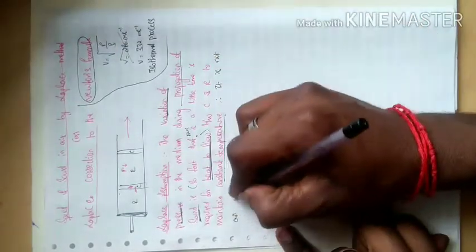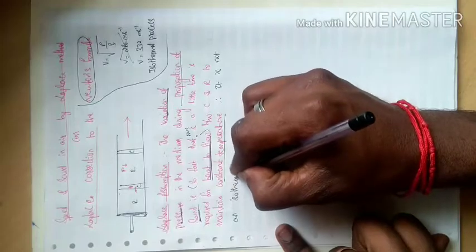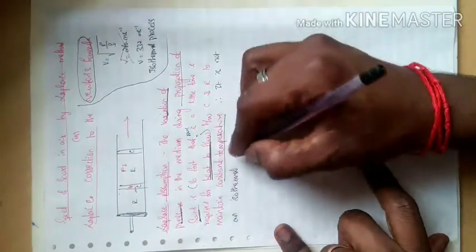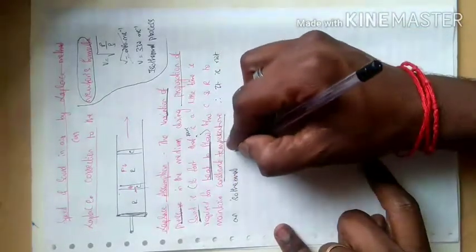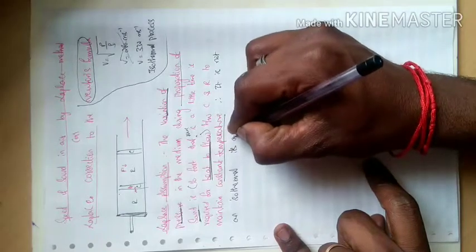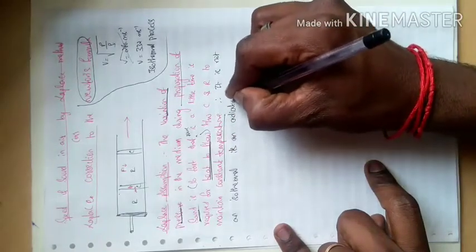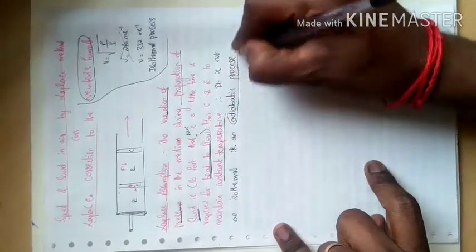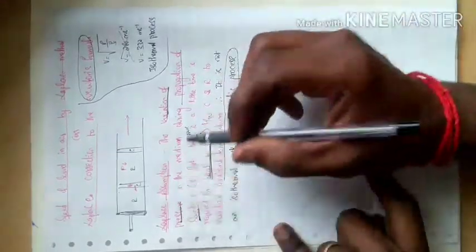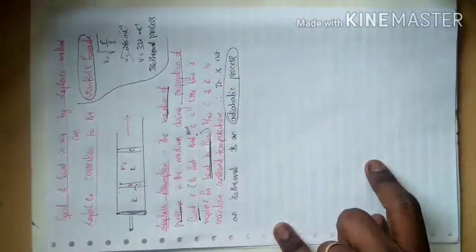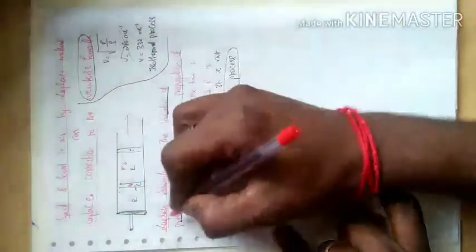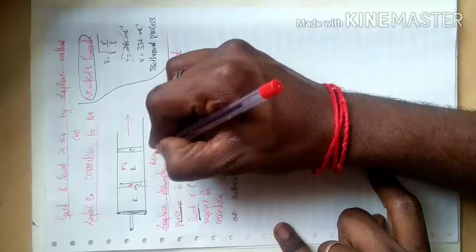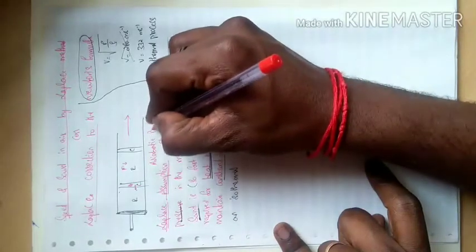Therefore, it is not an isothermal process. It is not isothermal, it is adiabatic. It is an adiabatic process. This is what was pointed out by Laplace. Newton says it is an isothermal process, but Laplace says it is an adiabatic process.